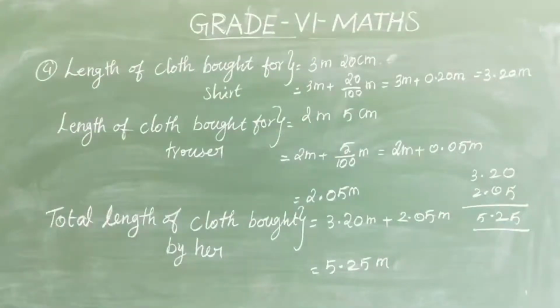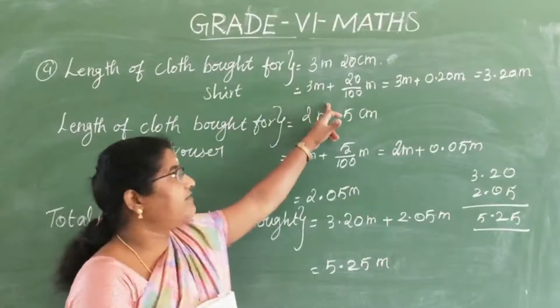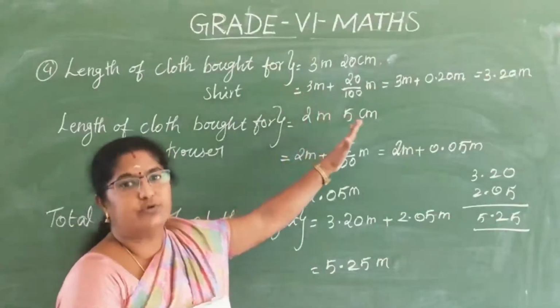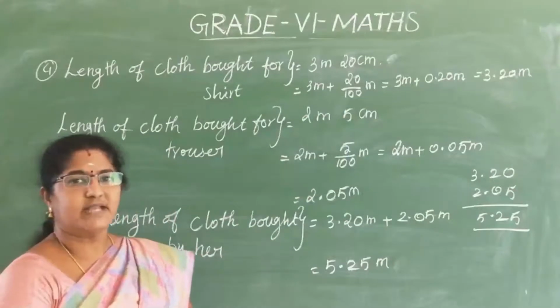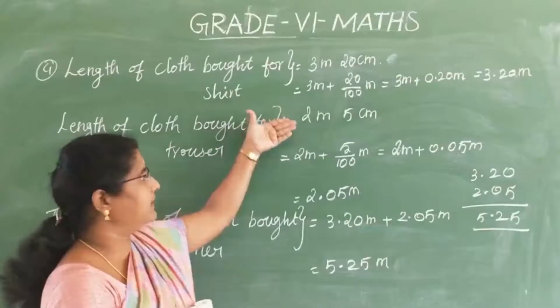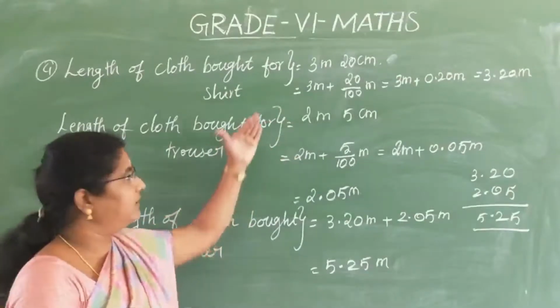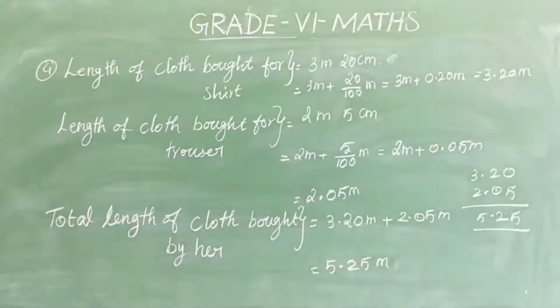Understand? So when the question is given in 2 units, you will convert this into higher unit and then you have to add. Understand? Here in the question, you convert simultaneously, then you can add it. Understand? Are you clear how to do?